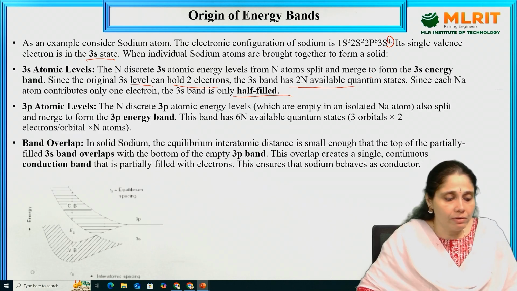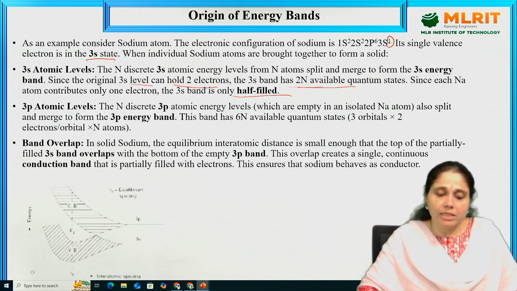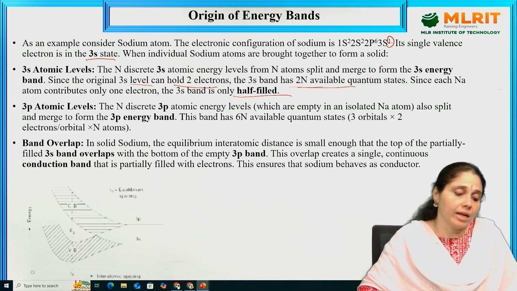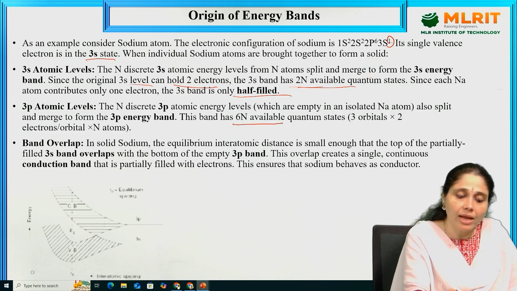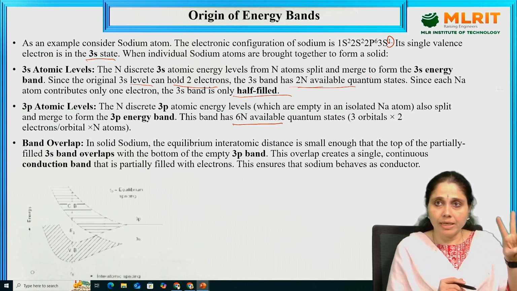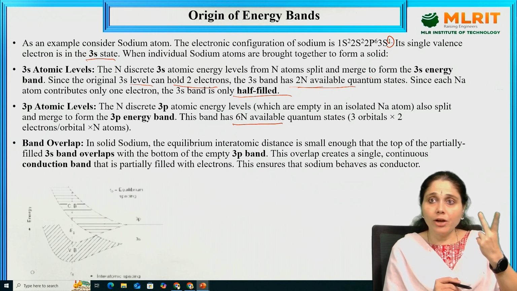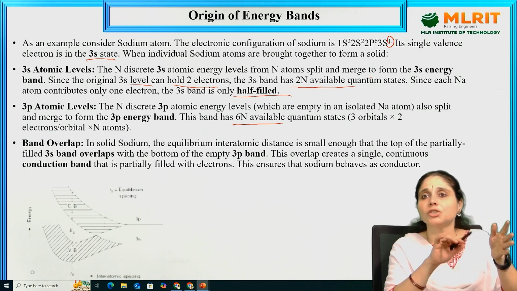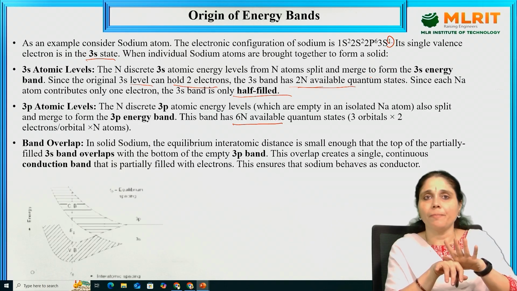Now the 3p atomic levels. The N discrete 3p atomic energy levels, which are empty in an isolated sodium atom, also split and merge to form the 3p energy band. This band has 6N available quantum states: 3 orbitals, 3px, 3py, 3pz, with 2 electrons per orbital for N atoms. Each can accommodate 2 electrons, but here there are no 3p electrons, so the band is totally empty.